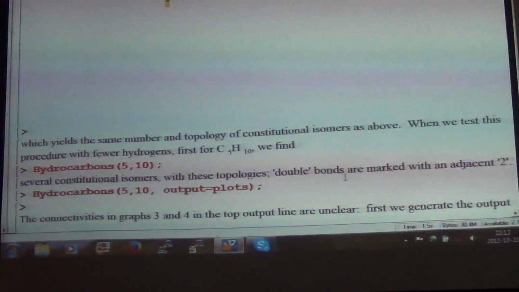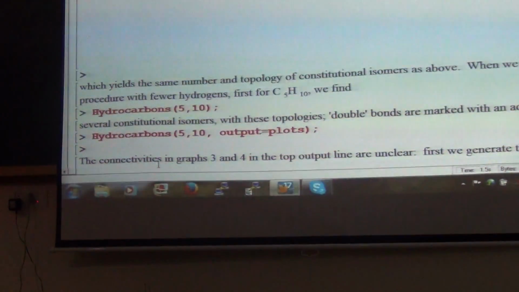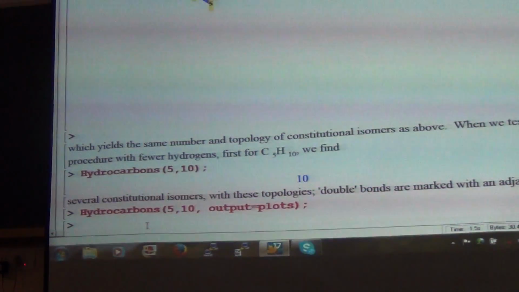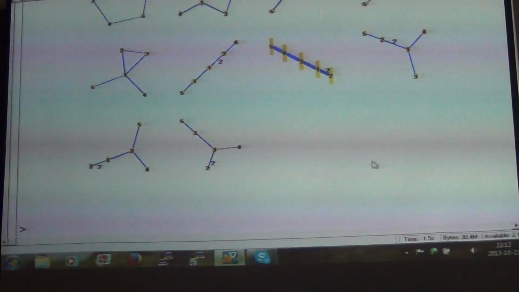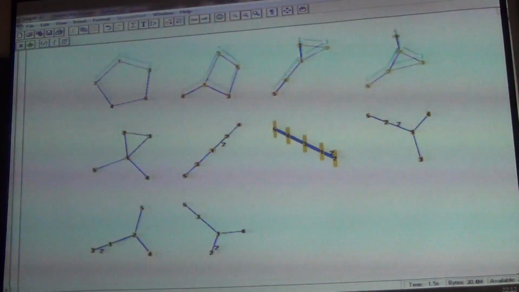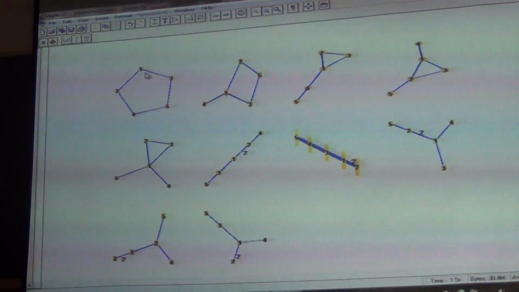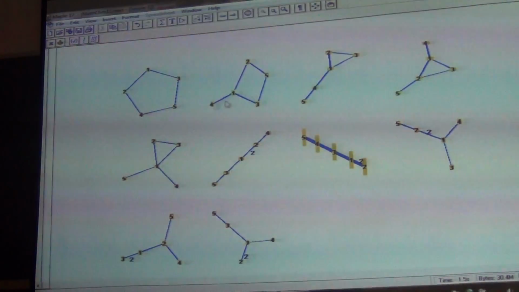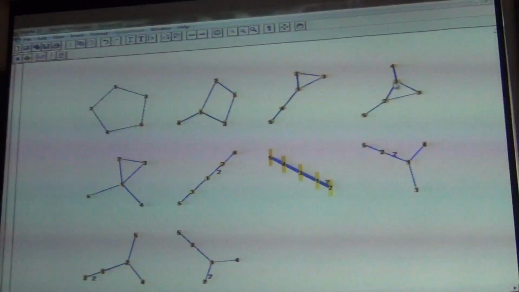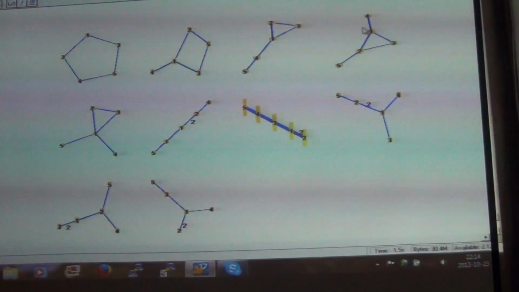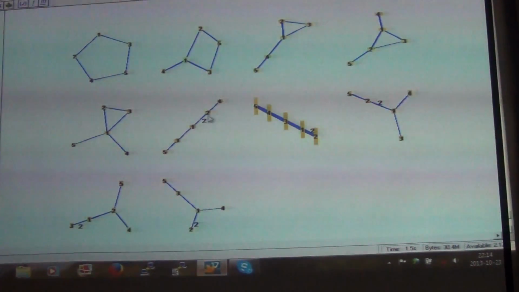So now let's go to C5H10. And how many do we have in that case? Oh, we have 10 isomers. Let's have a look. What do we have? Yes. So we have cyclopentane, cyclobutane with a methyl group, cyclopropane with an ethyl group, or cyclopropane with 2 methyl groups. We also have this.